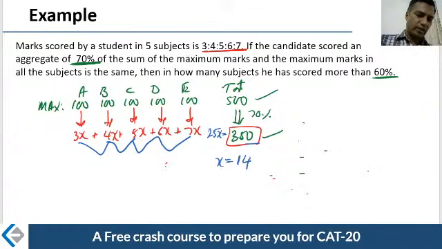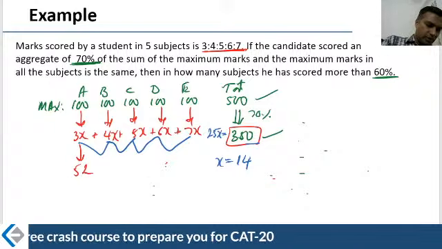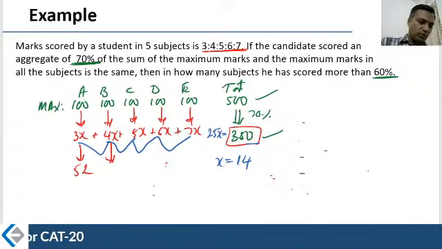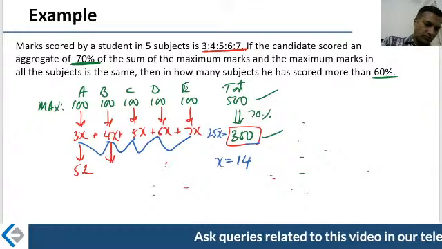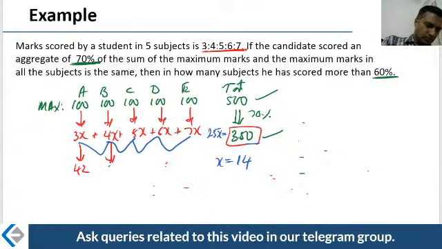All right, therefore you say that this is nothing but 14 times of this. So once x is 14, come to the marks of each subject. 3x, that is 14 into 3, 42. Here 4x, 14 into 4, 56.